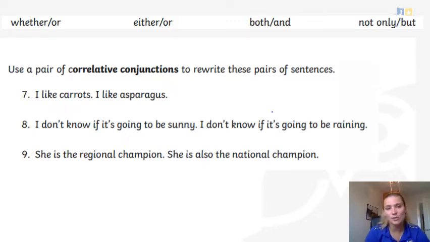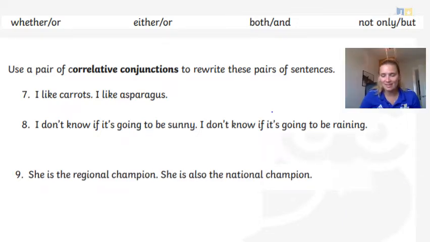See if you can do the next one. So I don't know if it's going to be sunny, I don't know if it's going to be raining. Think about which one would be appropriate there. See if you can have a go at writing it into a sentence, and then I will go through and show you what your sentences could be. And then finally, she is the regional champion, she's also the national champion. So think about which one of those you could write in there. Think about how you could form your sentence. Have a go. If you're not sure, don't worry about it. We'll have another look at doing these together, but see if you can see how you can connect those two sentences together using the correlative conjunctions.